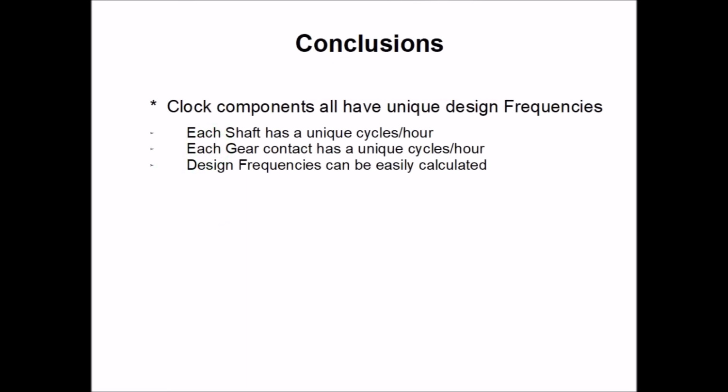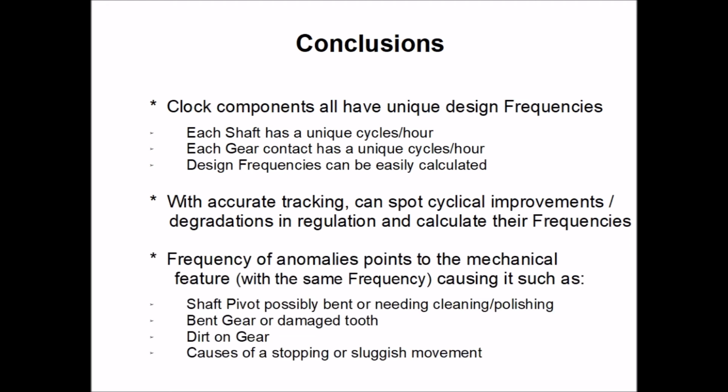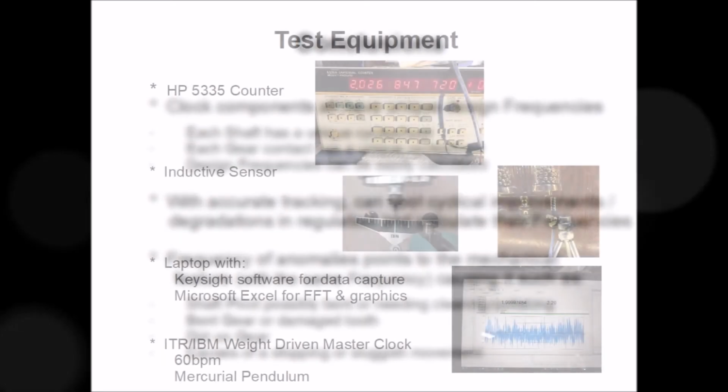So in conclusion, all clock components have unique design frequencies. Pinions have cycles per hour, as do gears, and they can easily be calculated from a design point. With accurate tracking, you can spot the anomalies and calculate their frequencies. You can look up your anomaly frequency on the design frequency table to identify the failing component. And it might be caused by a pinion that is bent or needs polishing, or a bent gear or tooth.